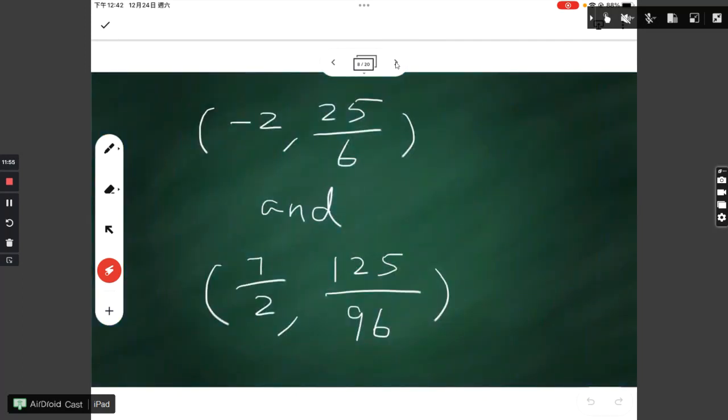So the answer is right here. You have two x values at which the gradient is 2: one is -2, the other one is 7/2. And these are the corresponding y coordinates of those two x coordinates. So this is the answer for an IB math differentiation question.